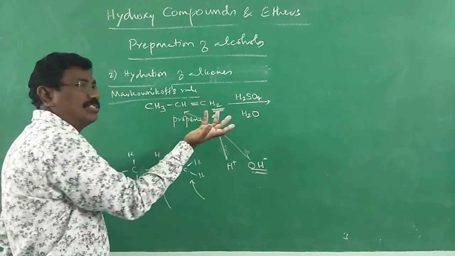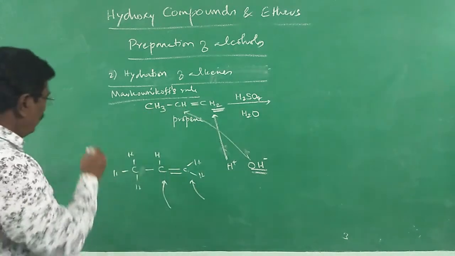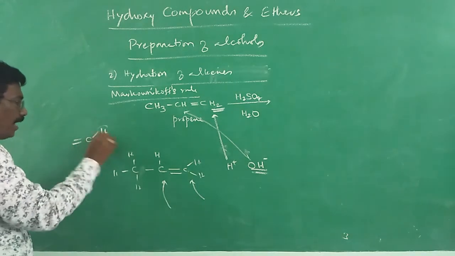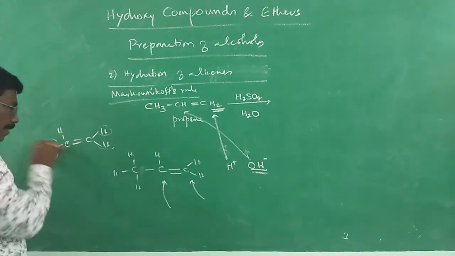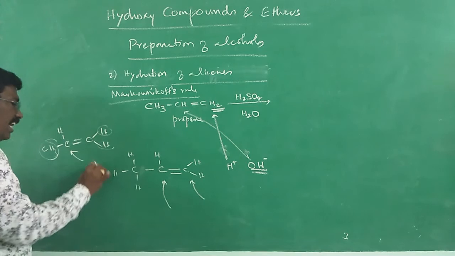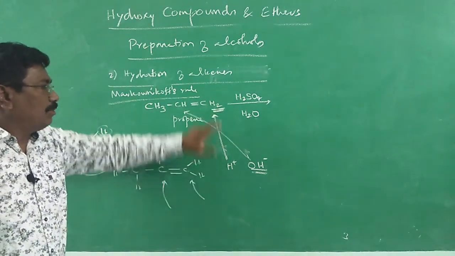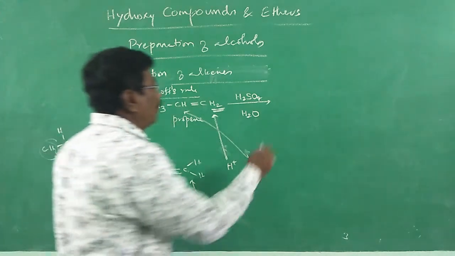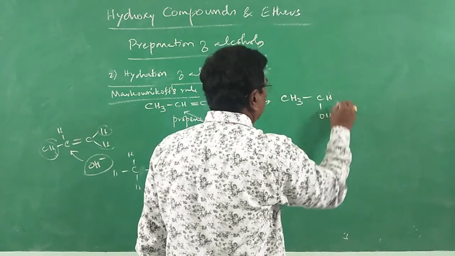The other carbon has no branch. This one has one branch apart from this, and therefore CH double bond. It has no branch, only hydrogen. But here it has one branch. And therefore, with this, the negative part will be added. That is Markovnikov's rule. Very easy to remember. With already more hydrogen, hydrogen will be added. With minimum hydrogen, negative part will be added. That's all. So the product would be CH3, CH, OH, CH3.